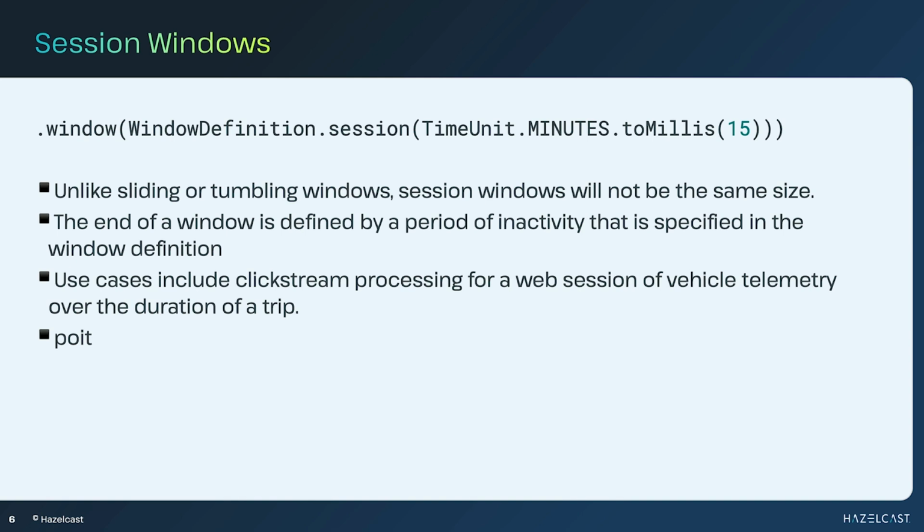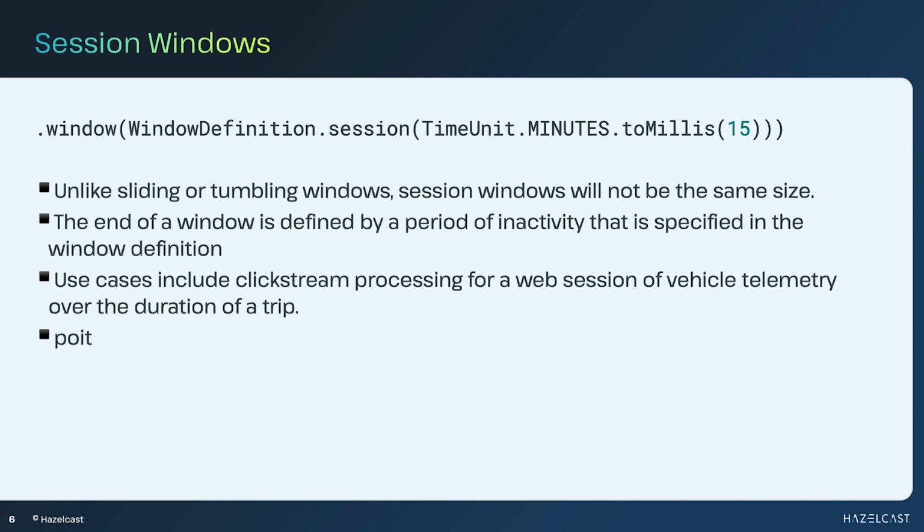Session windows are great for tracking web activity where we can process click streams for as long as a user is active, but once they leave the site, we can close the session window and create a new window for them if they come back. IoT use cases like telemetry from a car are another use case. As long as the vehicle is on, we can collect useful telemetry. But once it's parked, we can close off the window representing that trip and begin a new window when new data is received.